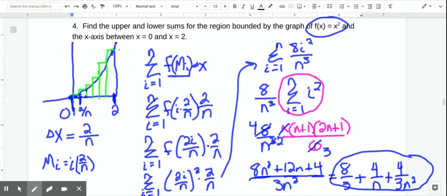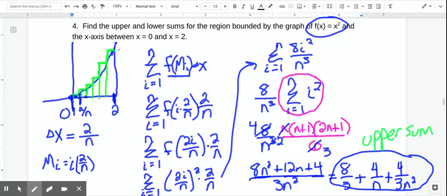So that is the area of all of these rectangles added together, okay? And I can do however many I want. If I want 1,000,000, you just plug in 1,000,000 for n, and that's going to give you an area. Now, that is the upper sum, okay?